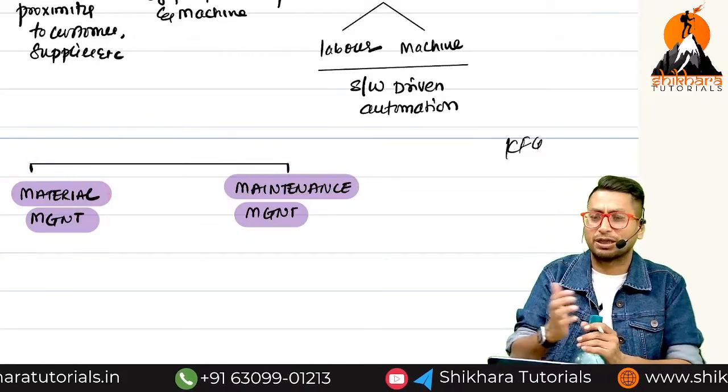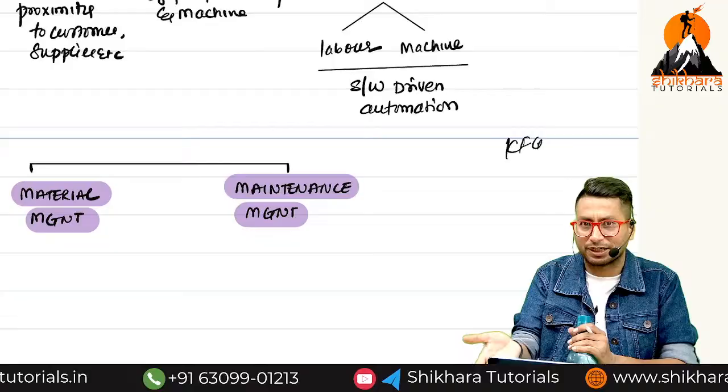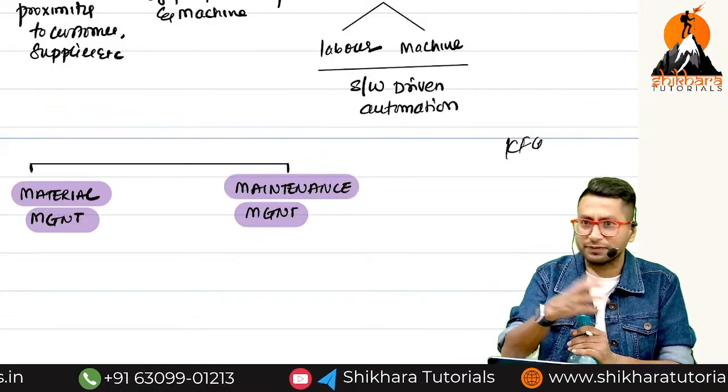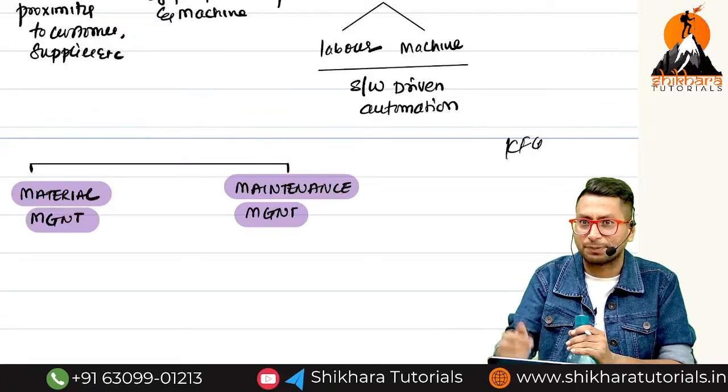Materials management. But nowadays, is materials management being done by human beings or software? Software. For example, we have discussed, right? MRP1, MRP2. What is MRP1?